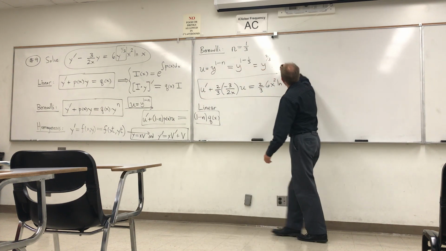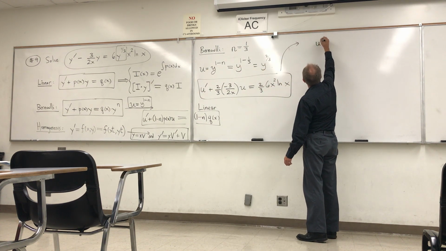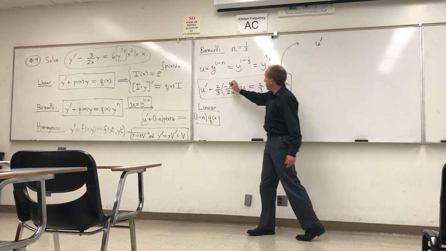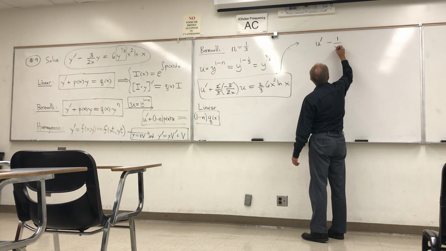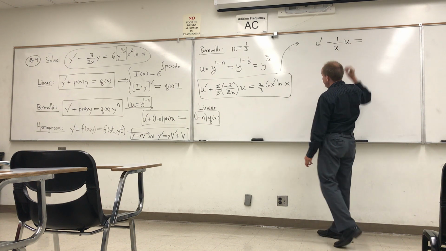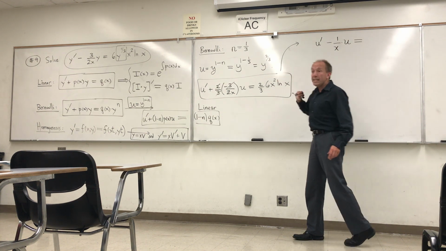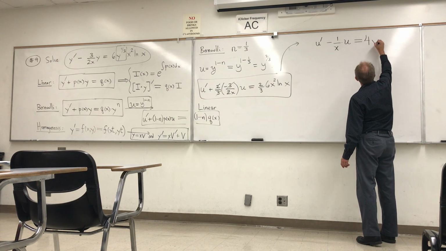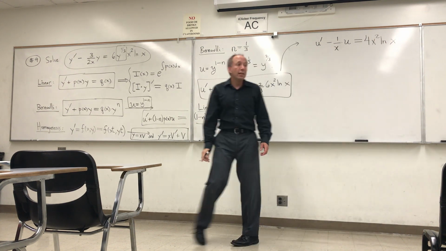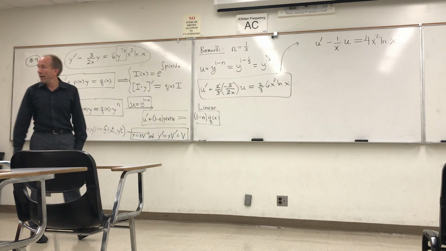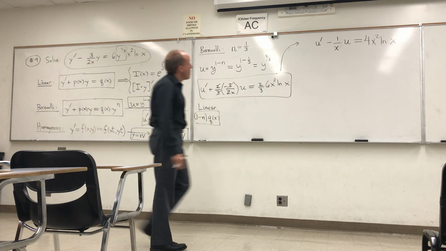Okay, so this is our equation. I could simplify it a little bit. We have u prime, and then notice that all these fractions are going to just cancel away. We're going to get minus 1 over x times u. 2/3 of 6 is just 4, so we get 4x squared ln of x. So there is our new linear equation that we have to work on.